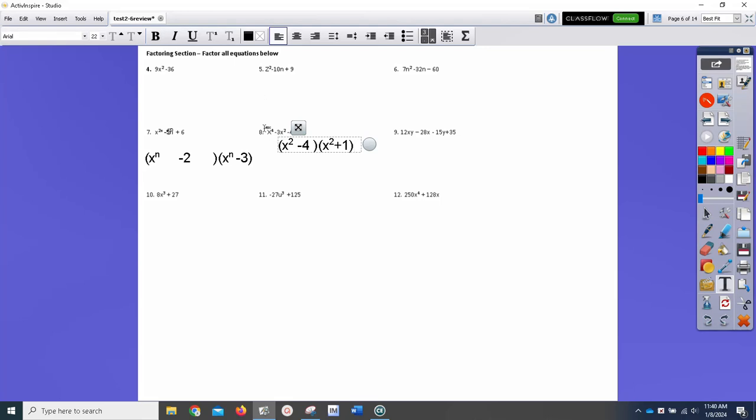x squared minus 4 is a lot like the first example, a squared minus b squared. It factors as x minus 2 times x plus 2. x squared plus 1 does not, shall not factor. In fact, it doesn't even have any real answers if it was set equal to 0. All right, that's how she factors. And now we're moving on to number 9. Isn't that funky looking? Number 9 is probably factoring by grouping.